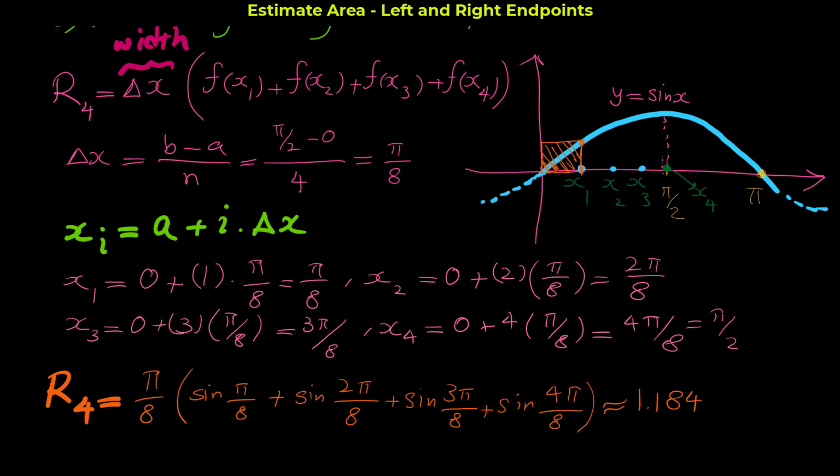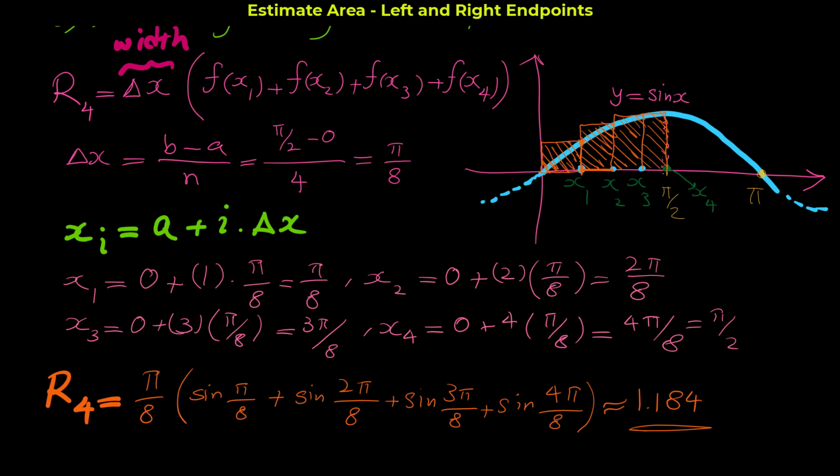Can you find the next rectangle? The next rectangle is from here to here. We go up, we cross the curve. When we get to the curve, we make a rectangle. The area of this rectangle is pi over 8 times sine of 2 pi over 8. And so on. This is the next rectangle, and finally the last rectangle is this. So by adding the areas of all of these rectangles, we got this value.